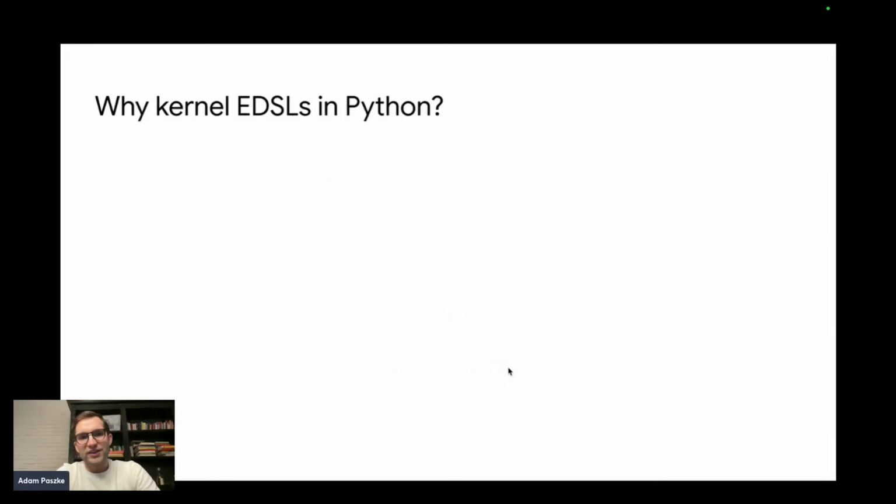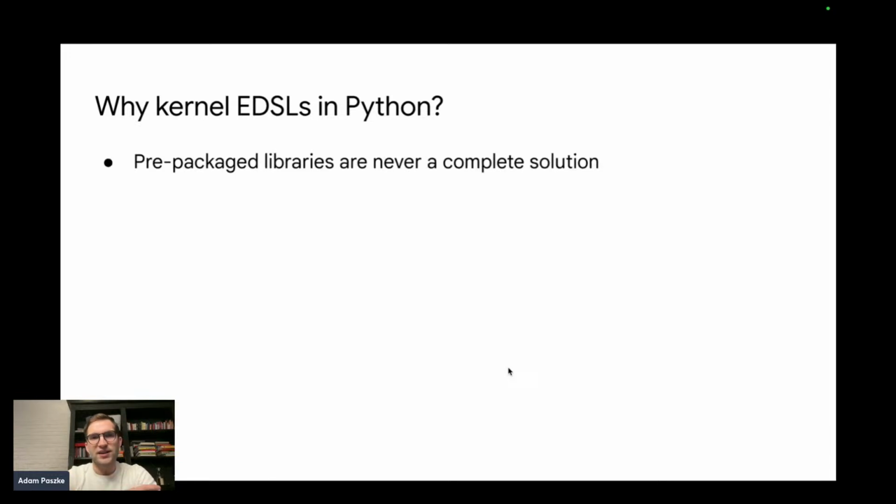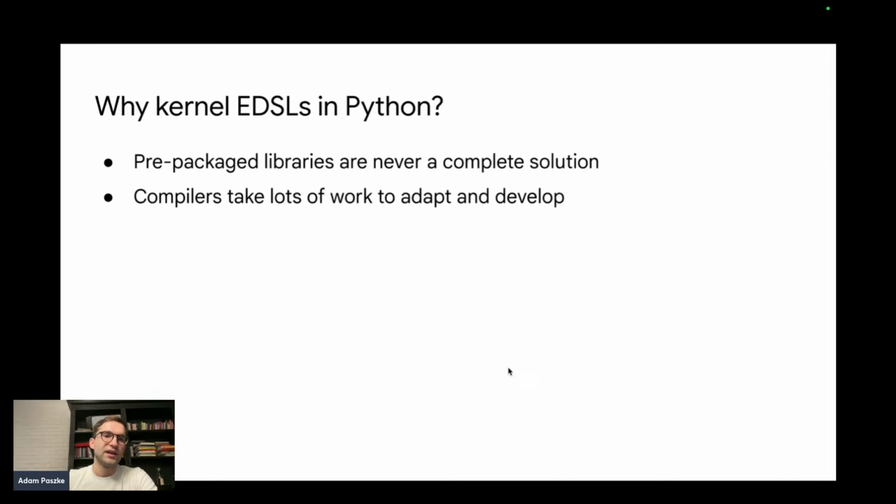And so also, why kernel DSLs in Python? There are a few reasons. I don't think I have to convince anyone that prepackaged libraries are great, because if they satisfy your use case, they generally achieve really high performance. But oftentimes you do want to change it slightly, and then it's a problem. You fall off a very steep performance cliff.